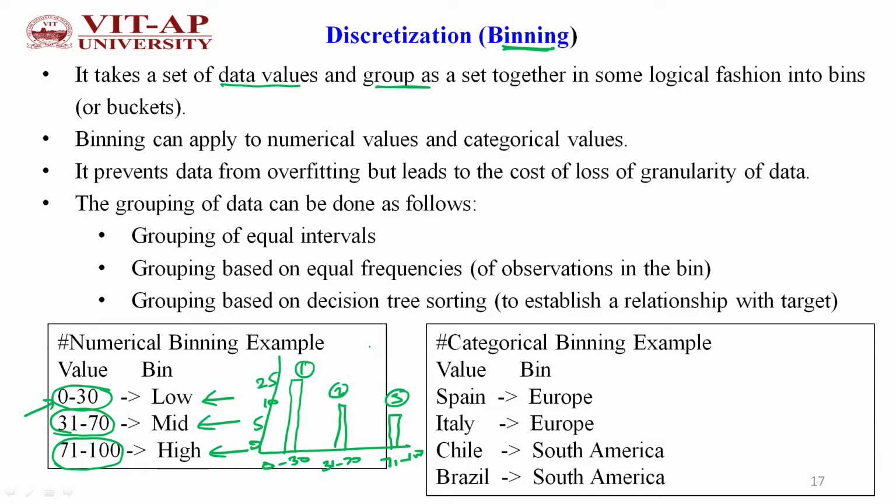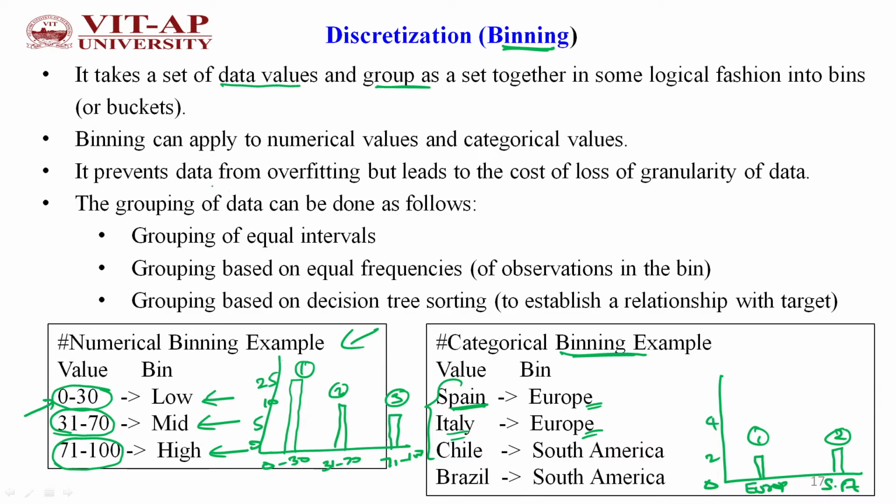This is for numerical values, and another one is for categorical values. Look at that, here we are using the continent and the countries. Spain belongs to Europe and Italy belongs to Europe. So here first we have the Europe continent and the South America continent. In Europe we have two countries, and in South America we have two countries. So bin number 1, bin number 2. This is the way to create the binning.